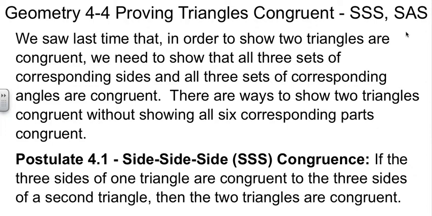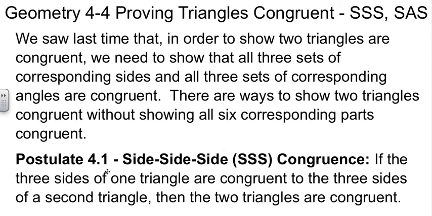Last time when we talked about congruent triangles, we showed that we needed to have all three sets of sides congruent and all three sets of angles congruent. That would entail having 6 statements. Now the theory here is that we can get by with fewer than 6 if we know these special rules. We're going to study the first 2 of them in this video: the SSS idea and the SAS.